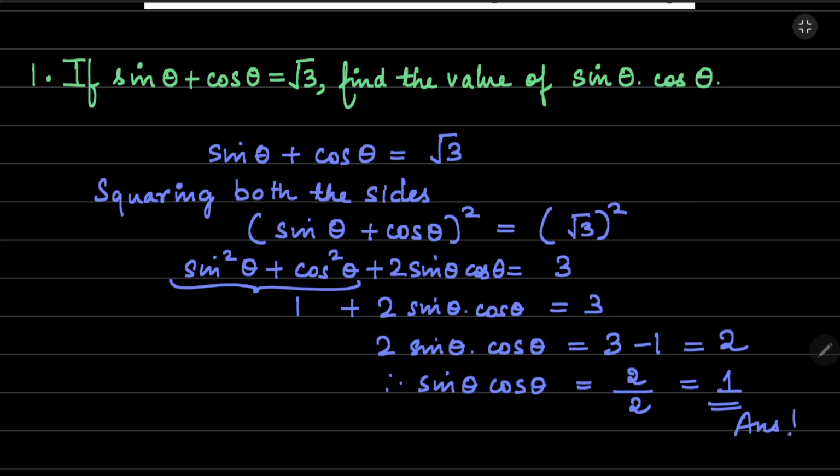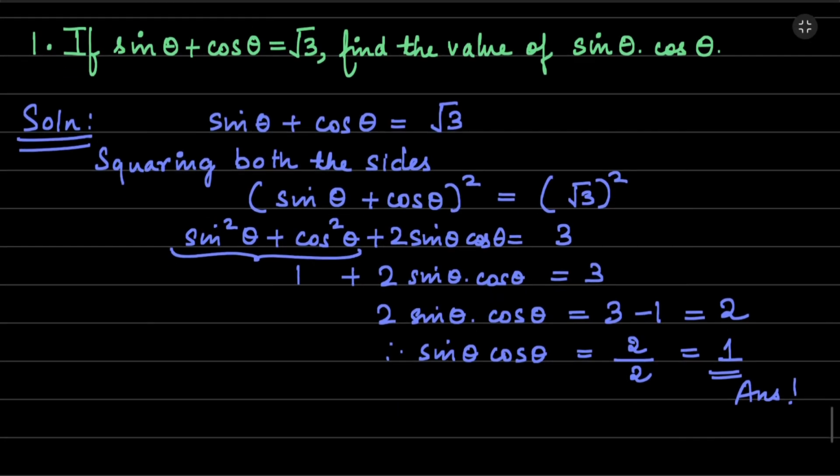So the answer is 1. Okay, so whenever you are given a plus b, right, this is of the form a plus b, and you are asked what is ab, what can you use? You can use the formula a plus b the whole square, and in that there is one term wherein you are able to find out what is sine theta cos theta. So that's all. This question is all about that. Shouldn't take you more than 2 minutes to do this question. Okay, so this is the first question.